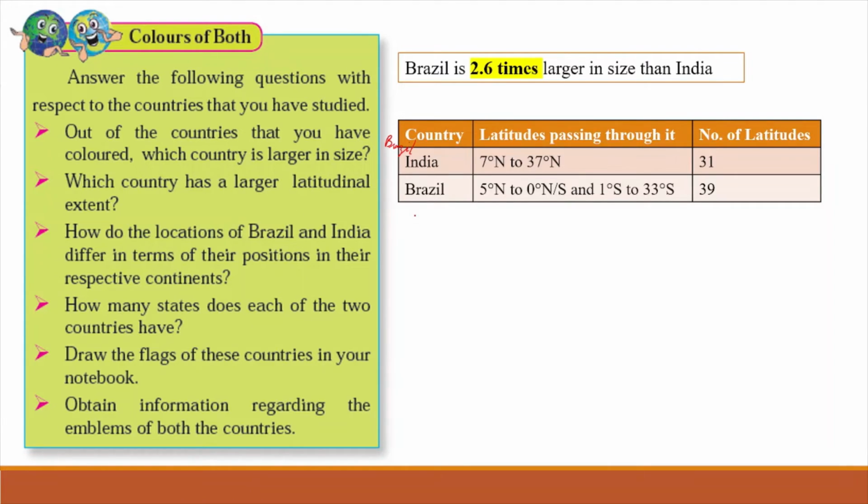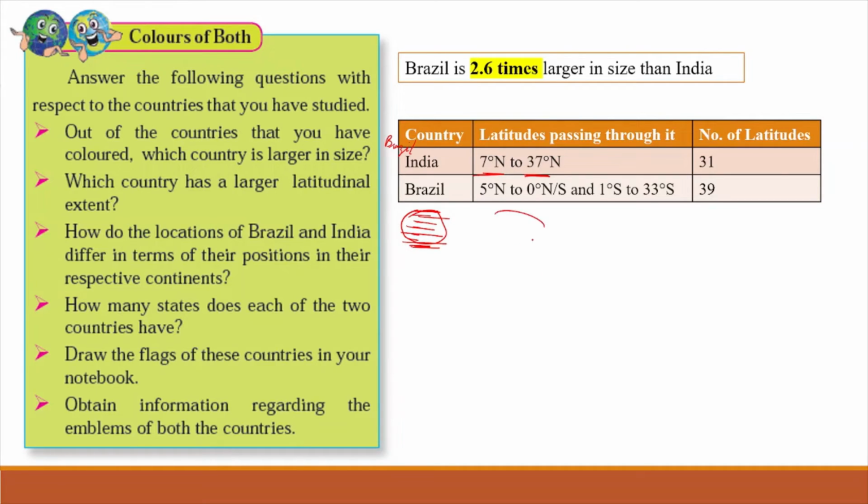We saw what is latitudinal extent: how many horizontal lines pass or lie within the country, that is from north to south. Now, if you see for India, the latitudes passing through it are from 7 degree north to 37 degree north. So that is 31 latitudes or 31 horizontal lines passing through the country.